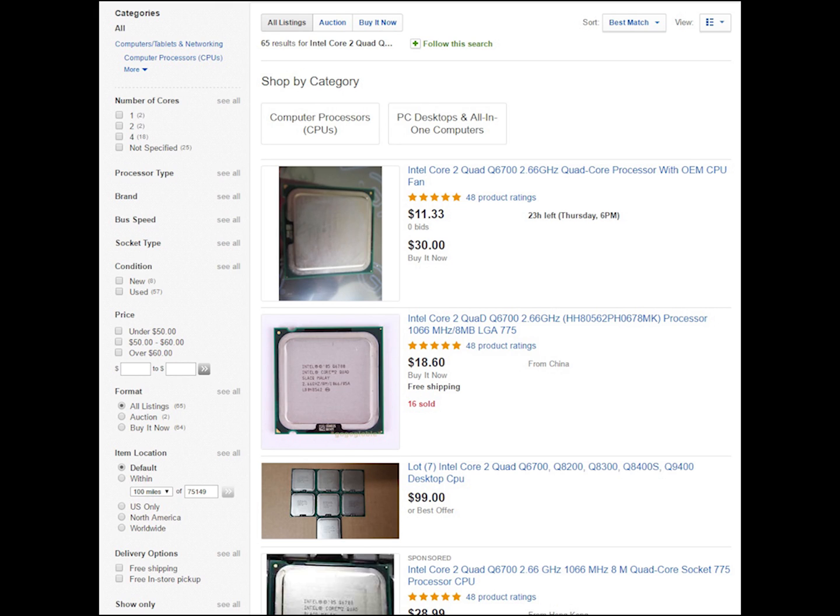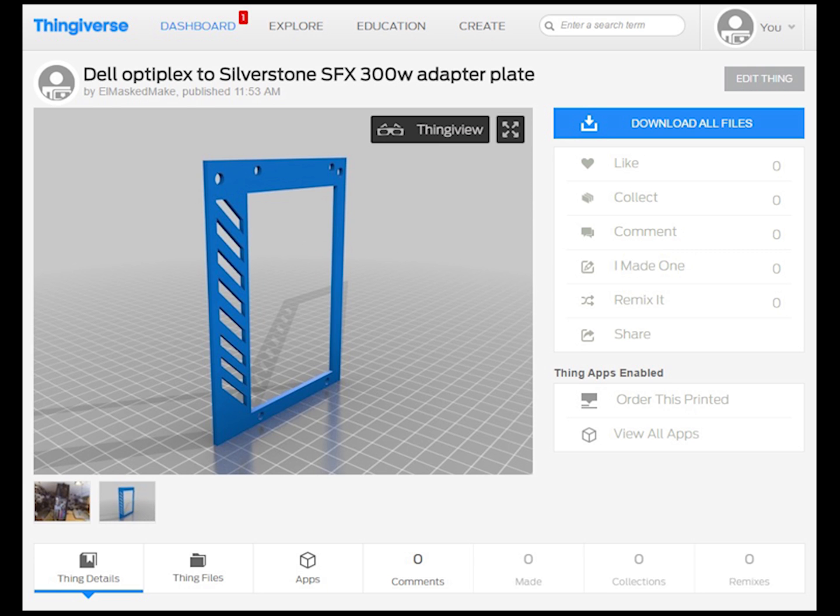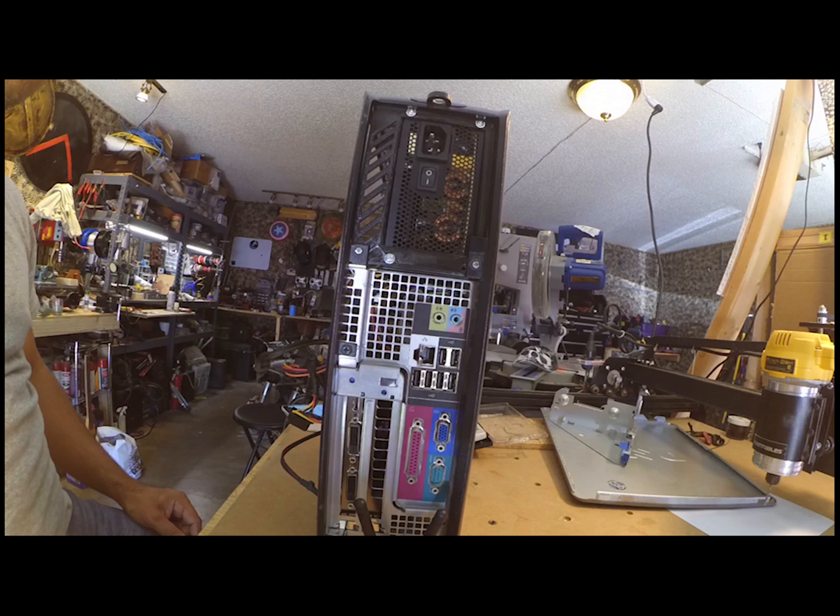This video really isn't about those upgrades, though. If you're interested in that, you can YouTube it. There's plenty of video of those around the old YouTube. This is about adding a more powerful Silverstone SFX 300 watt power supply and mounting it using a 3D printed adapter, and then putting a double height mini graphics card into the Optiplex.